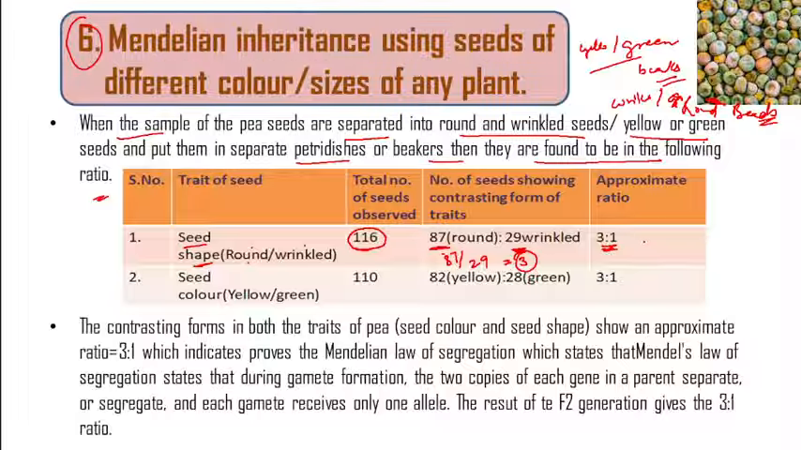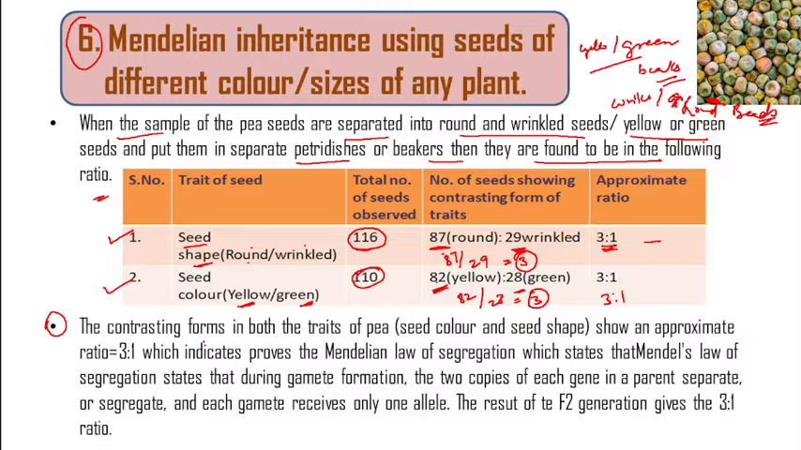Then you are going to write the inference which is written here. Either this is going to be given to you, or ma'am will give you some seeds which are going to be yellow in color or some seeds which are going to be green in color. So first of all you will count the total number of seeds, then you will separate the yellow seeds and the green seeds. You will calculate the ratio. How? 82 divided by 28, it comes out to be somewhere around 3. So the ratio is 3:1.